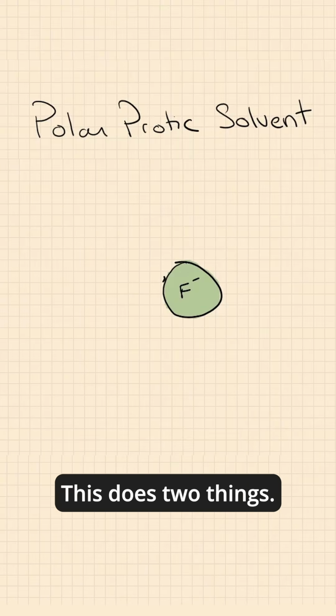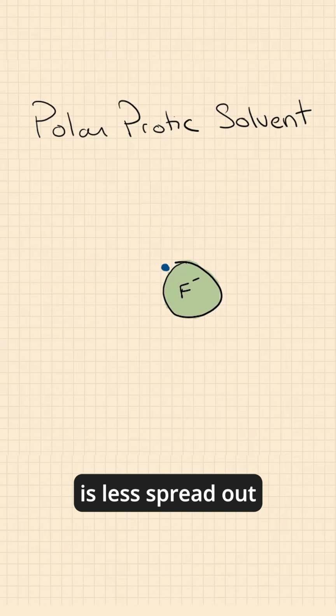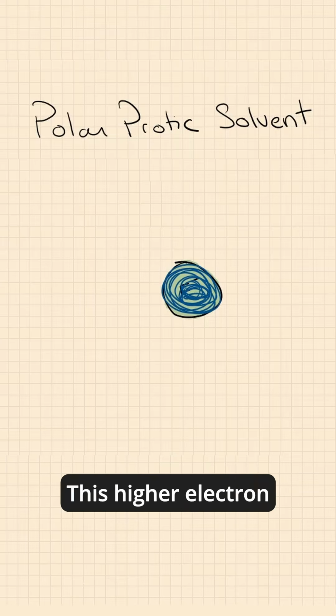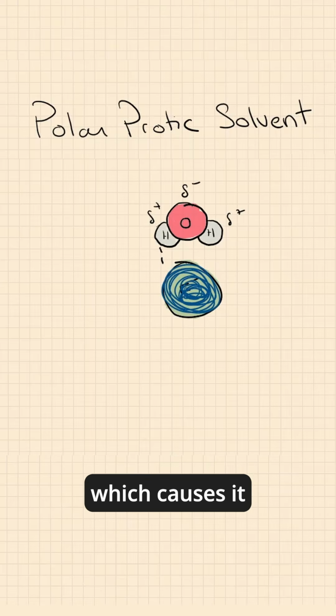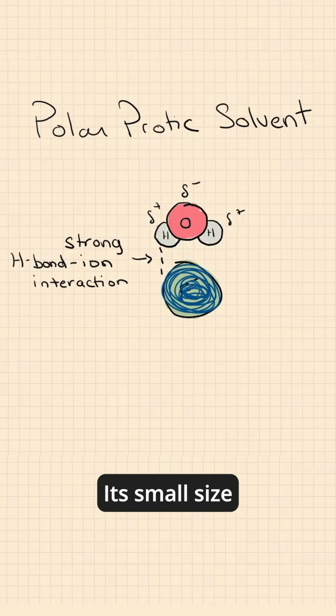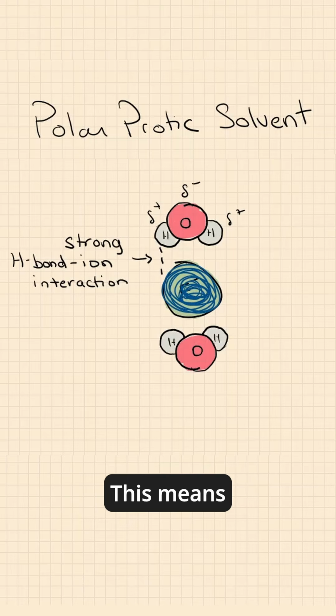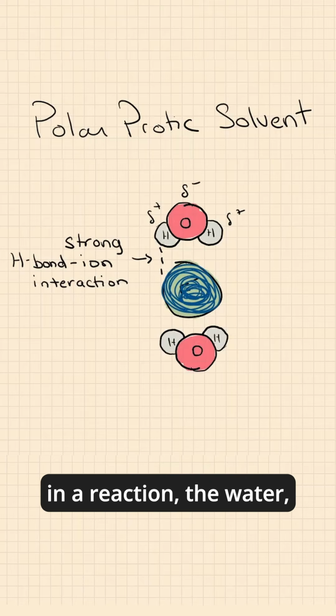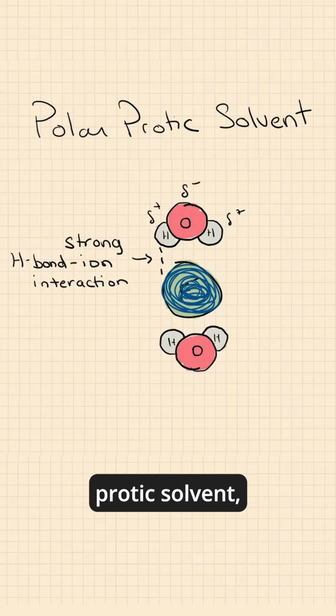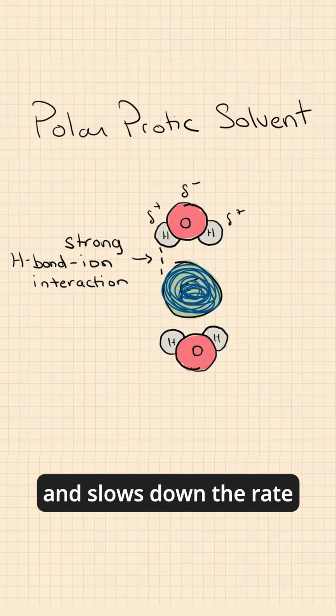This does two things. First, the -1 charge is less spread out on fluoride. This higher electron density means it has a higher local charge, which causes it to more tightly bind to the water through hydrogen bonding. Its small size also causes it to be physically trapped by the solvent molecules as well. This means that if fluoride is trying to participate in a reaction, the water, or other polar protic solvent, gets in the way and slows down the rate of reaction.